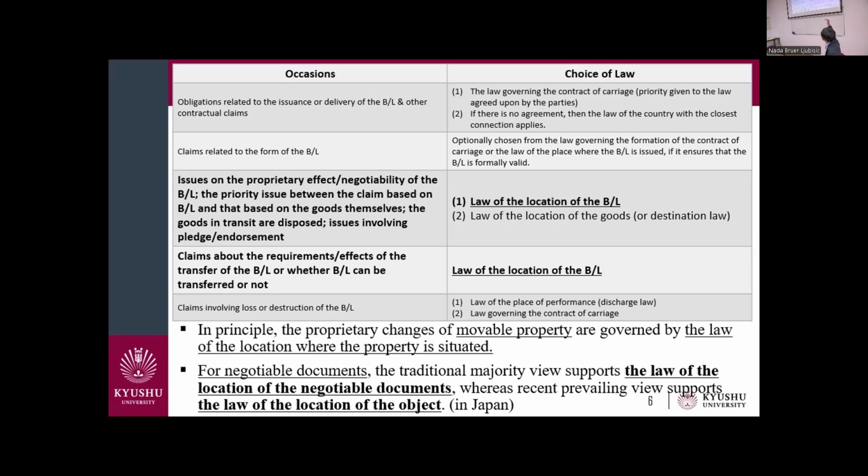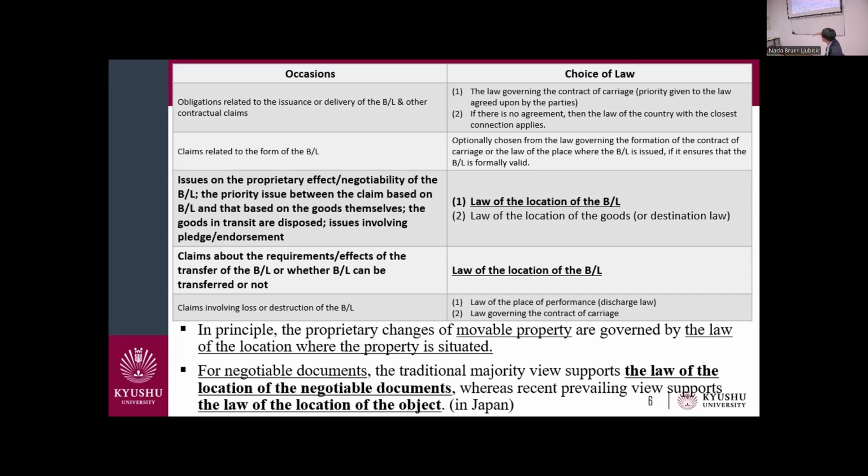So in principle, property changes of movable property are governed by the law of the location where the property is situated. But for negotiable documents, the traditional majority view supports the law of the location of negotiable documents, whereas a recent prevailing view, both in Korea and Japan, supports the law of the location of the object.